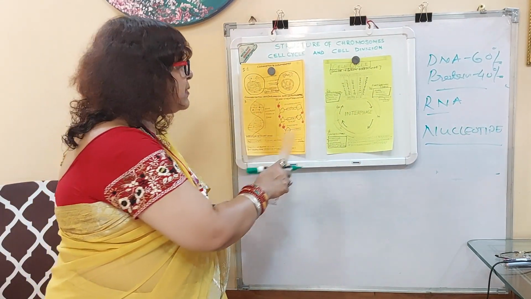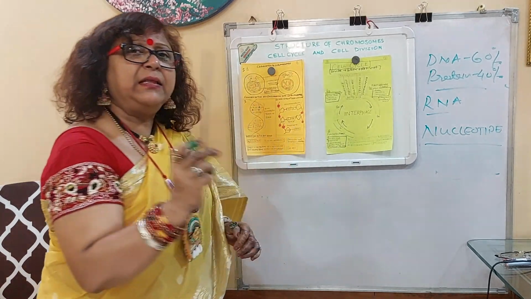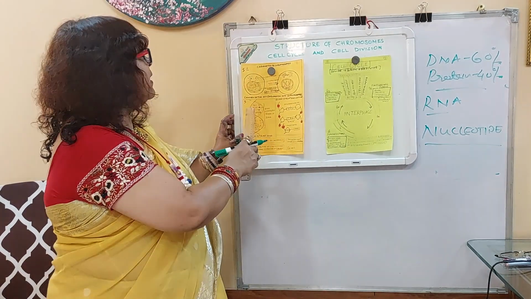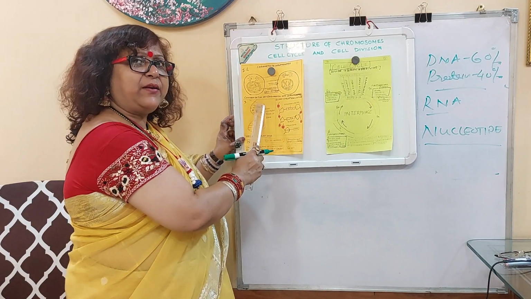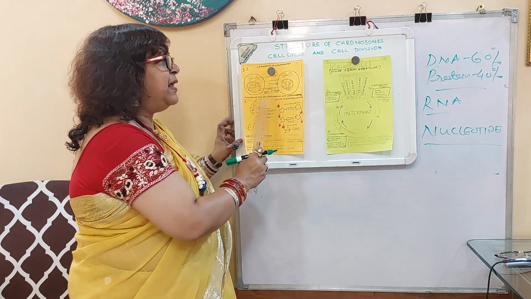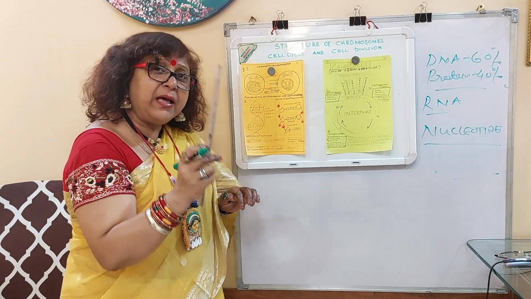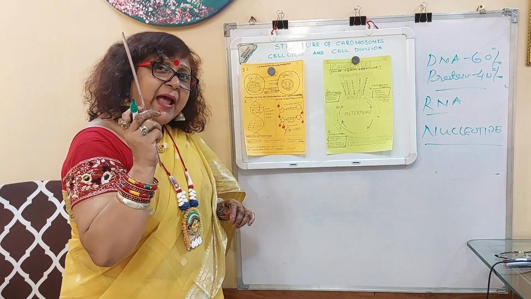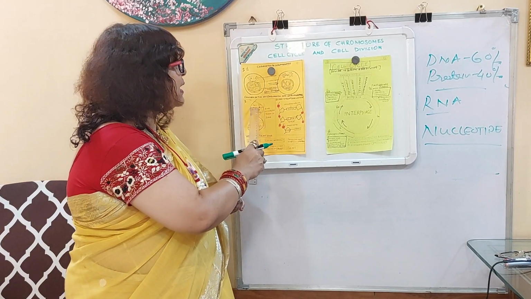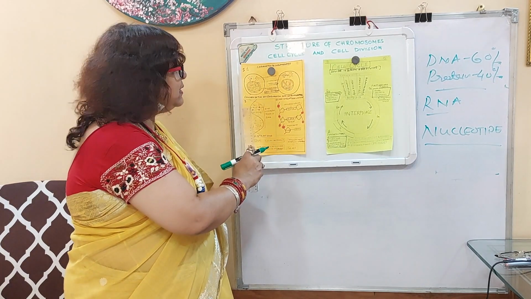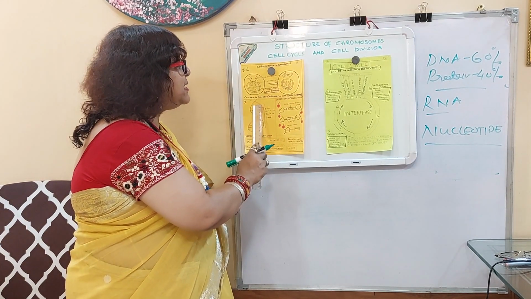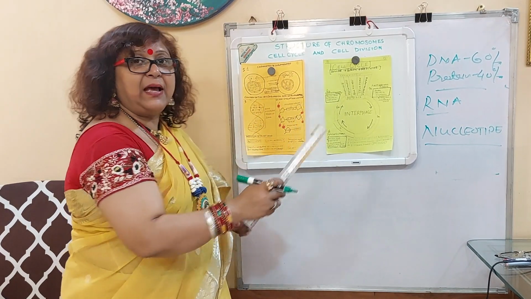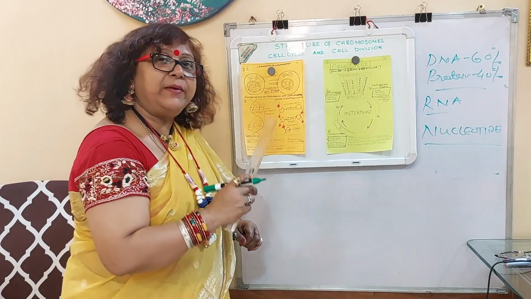Okay, now the bases, as I told you, are of 4 kinds, which are shown here: G and C, guanine, cytosine, thymine, adenine. So the 4 bases which are found in DNA are guanine, cytosine, thymine and adenine. Guanine pairs with cytosine, thymine pairs with adenine. This pairing is done with the help of hydrogen bonds. The only difference is that RNA has another base known as uracil.